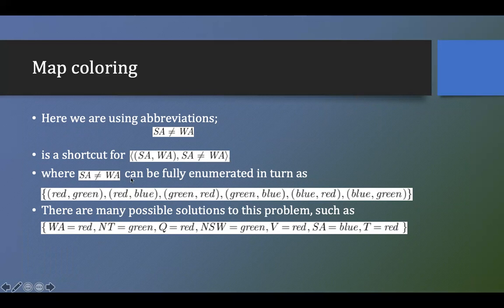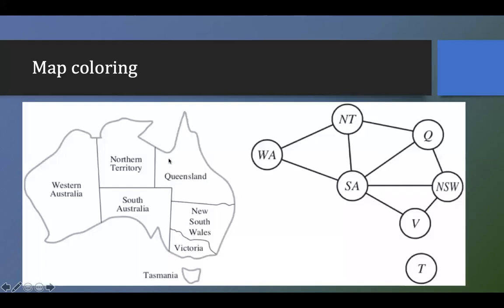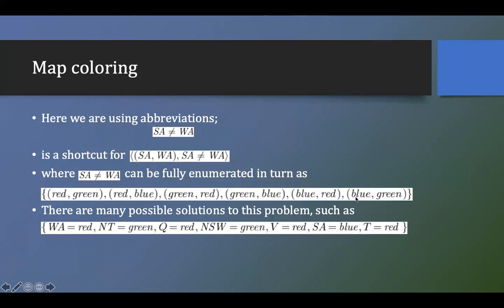SA not equal to WA can be fully enumerated as either red green, red blue, green red, green blue, blue red, or blue green. It means any of the color combinations we can pick up for South Australia and Western Australia.